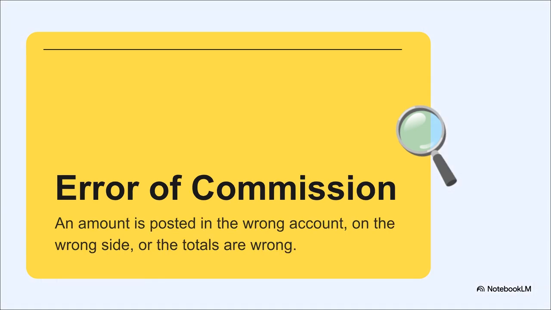Suspect number 3 is the mix-up, the error of commission. Now, this is probably one of the most common reasons your trial balance will be out of whack. It's just a clerical error. You have the right idea, the right principle, but you messed up the execution. Maybe you posted a debit to the credit side by mistake. You typed in $51 instead of $15, or you put the money in John Smith's account instead of Jane Smith's.